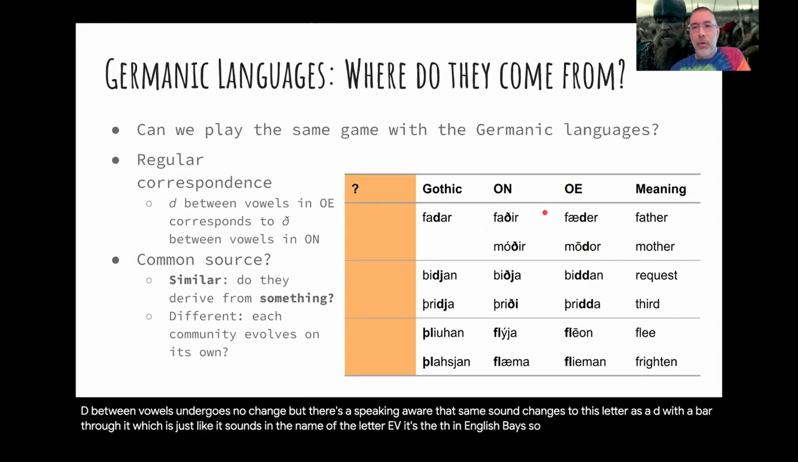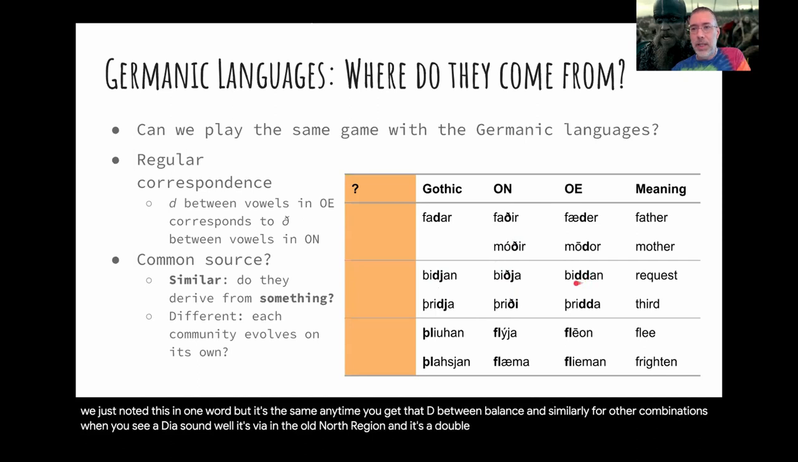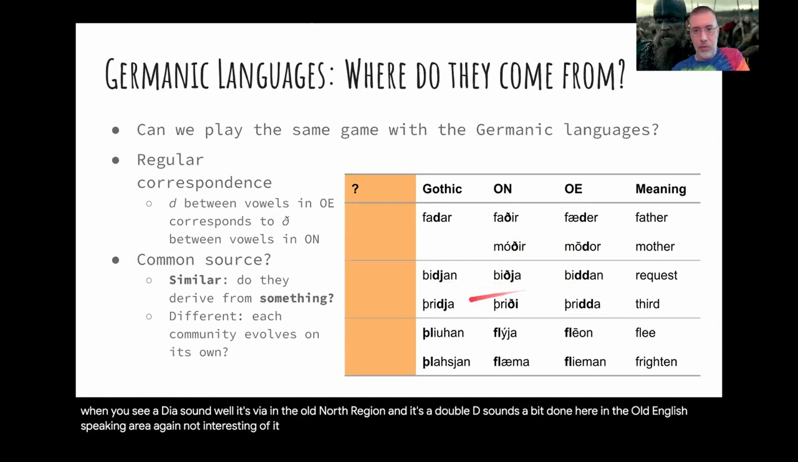So again, it wouldn't be interesting if we just noted this in one word, but it's the same anytime you get that D between vowels. And similarly for other combinations, when you see a dia sound, well, it's via in the Old Norse region, and it's a double D sound, so bidden here in the Old English speaking area. Again, not interesting if it's just one word, but that same change happens in any word with this combination.